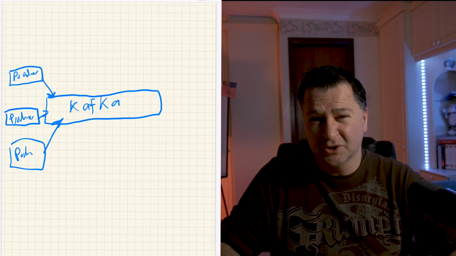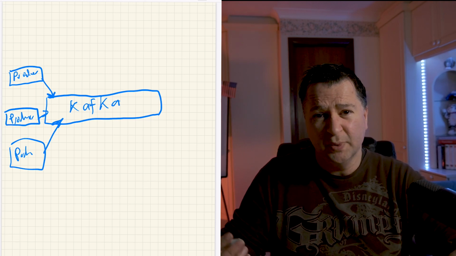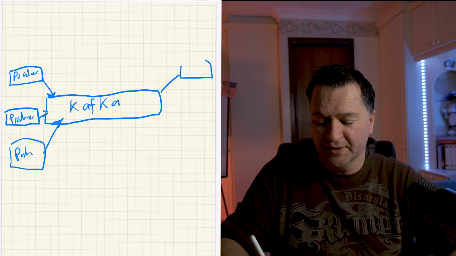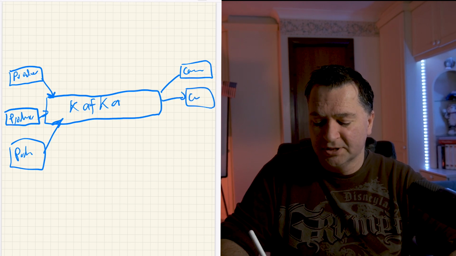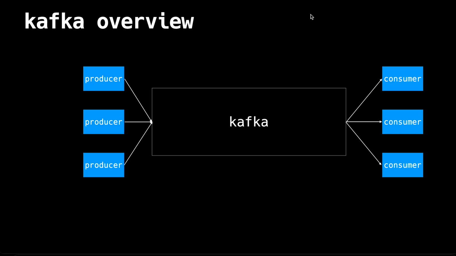So once messages are written to Kafka, then you're going to have something that is going to be able to read that, and they are the consumers. And so we'll just write that in there, consumer. So that is our sort of key concepts that you've got: producers write to Kafka, consumers read from Kafka.